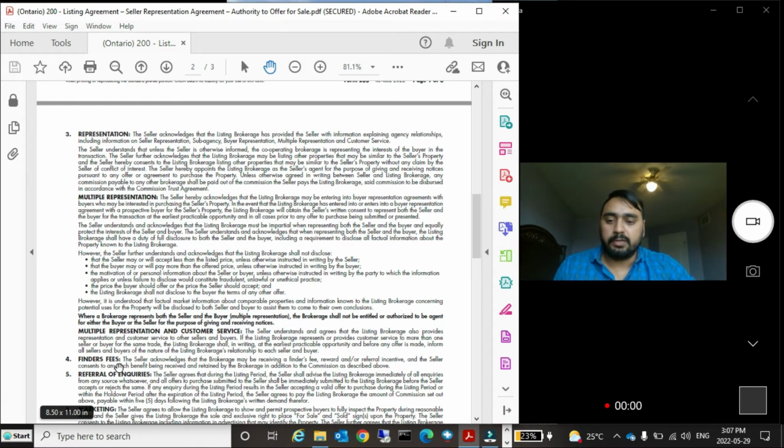So the next one is finder's fees, which basically means that the seller acknowledges and gives consent to the listing salesperson that he can receive a referral fee from the mortgage company, and this will be on top of the remuneration as well.